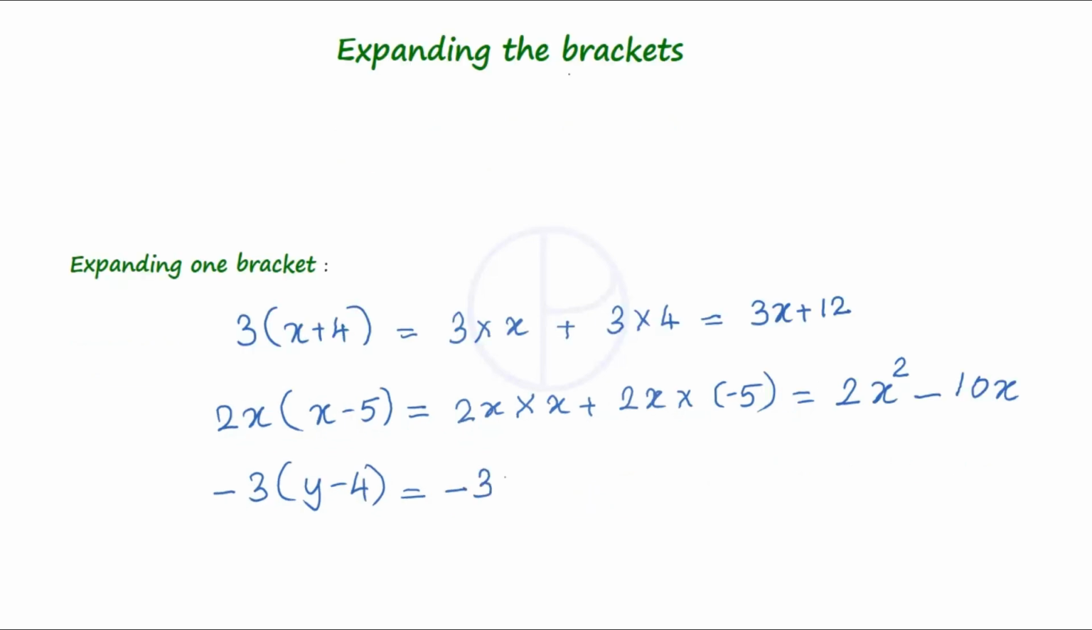Minus 3 multiplied by y, plus minus 3 multiplied by minus 4, which is equal to negative 3y. Negative 3 multiplied by negative 4 gives positive 12.